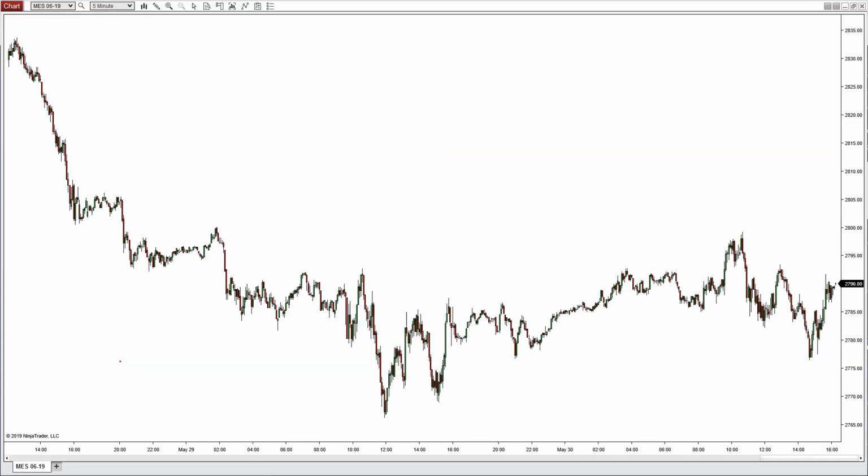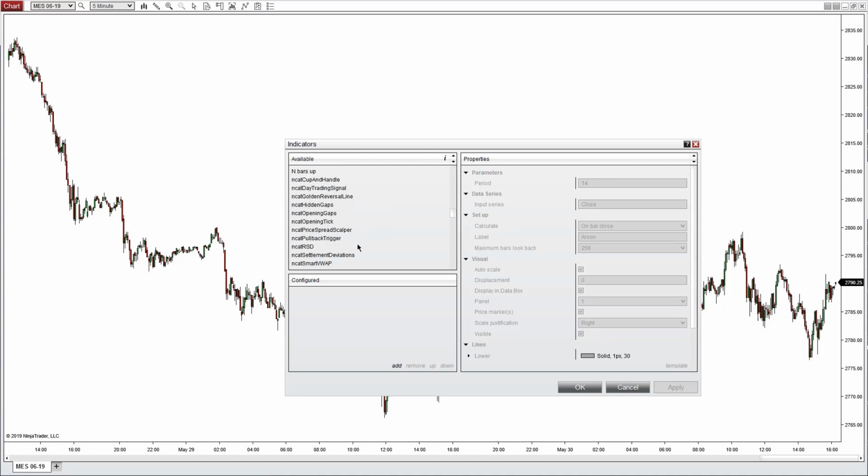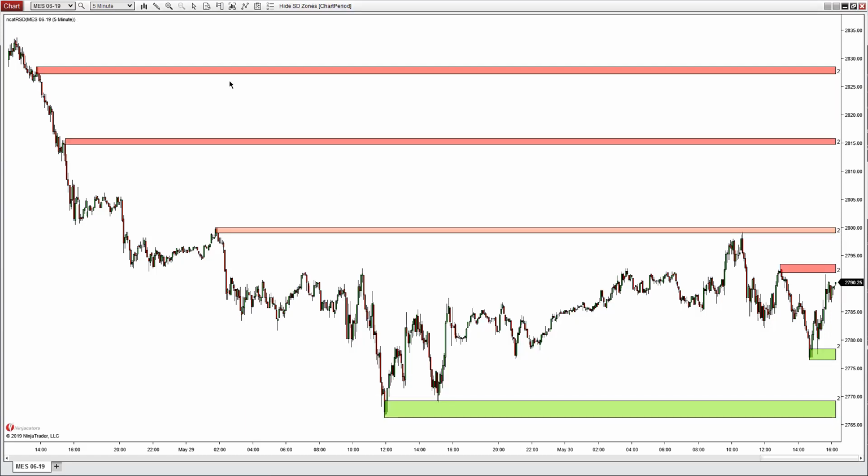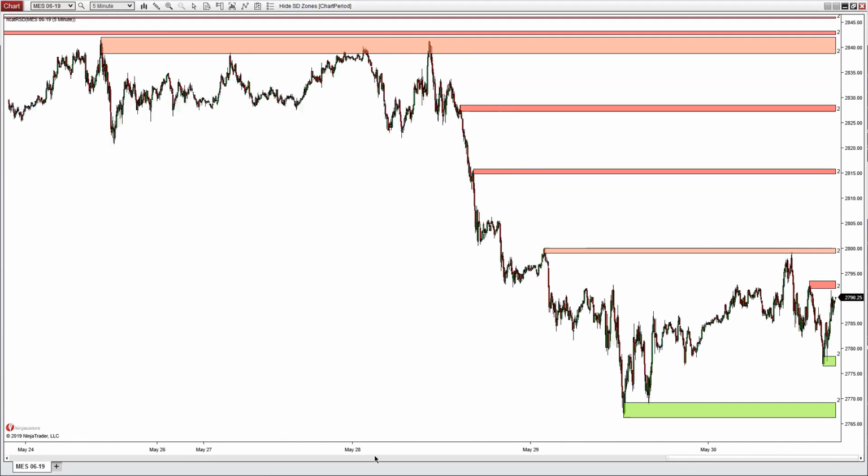Now let's transition to the chart, and I'll show you how to set this up. So you want to start with a clean chart here. On any time frame, you want to right click and go into indicators. Let's go down to the NCAT tools. You'll see RSD. Go ahead and load that in. I'm going to hit OK. And right away, it loads everything on here, all the supply and demand zones.